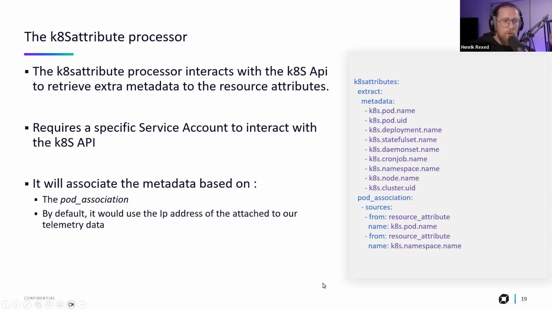So if you use that rule in any way, it will work fine. You will still have some attributes out of that. So that's the first processor.